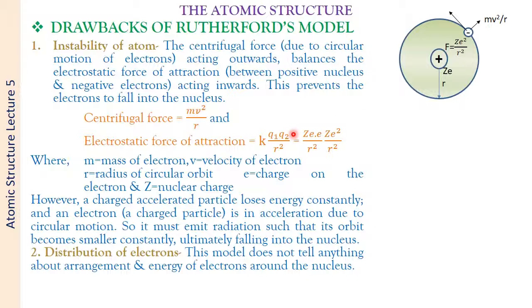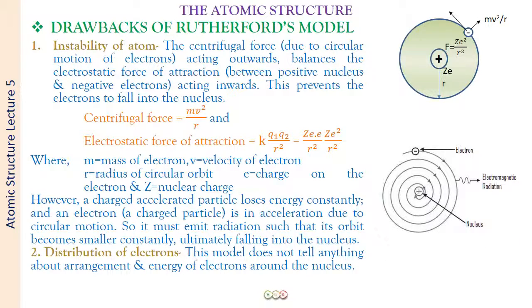Now everything was fine because the centrifugal force was balancing the electrostatic force of attraction, and the nucleus and the atom were basically stable as a whole. But the problem came when Maxwell gave his electromagnetic theory. According to his theory, a charged accelerated particle loses energy constantly, and because the electron is a charged particle and it is in acceleration due to circular motion, it must emit radiation, such that its orbit becomes smaller constantly and ultimately it falls into the nucleus.